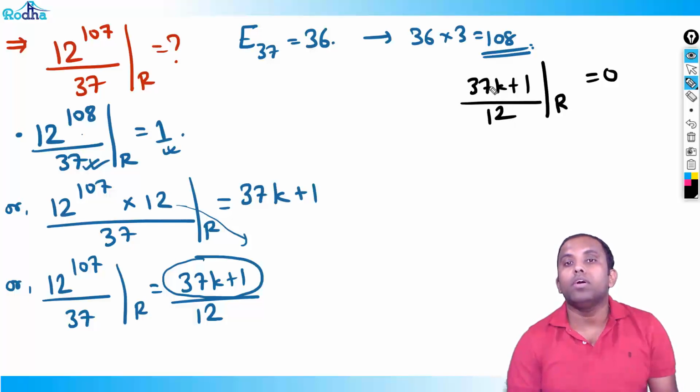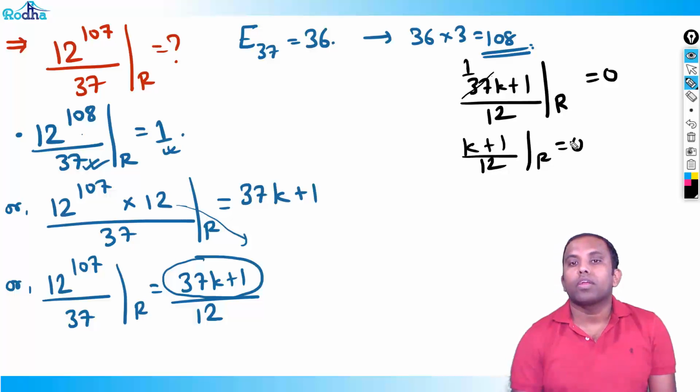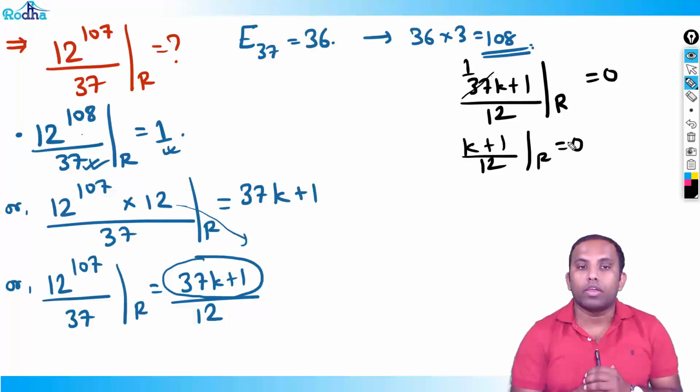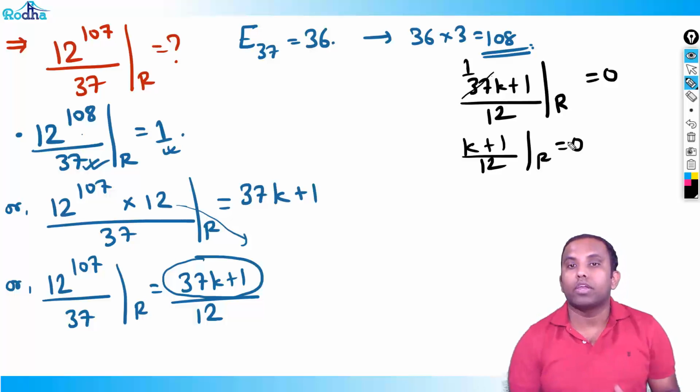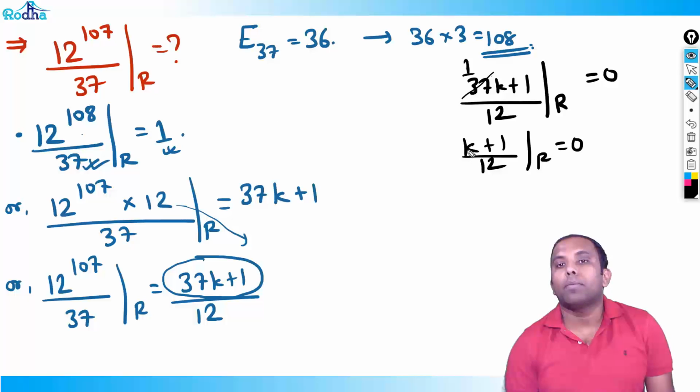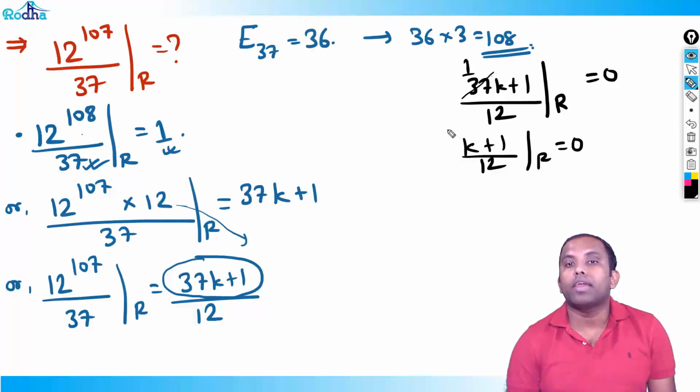37 by 12, what is the remainder? 1. So 1 into k is k. So k plus 1 by 12 remainder is 0. This will happen at what positive value of k? It will happen at k equal to 11, because 11 plus 1 is 12, and 12 by 12 gives remainder 0.